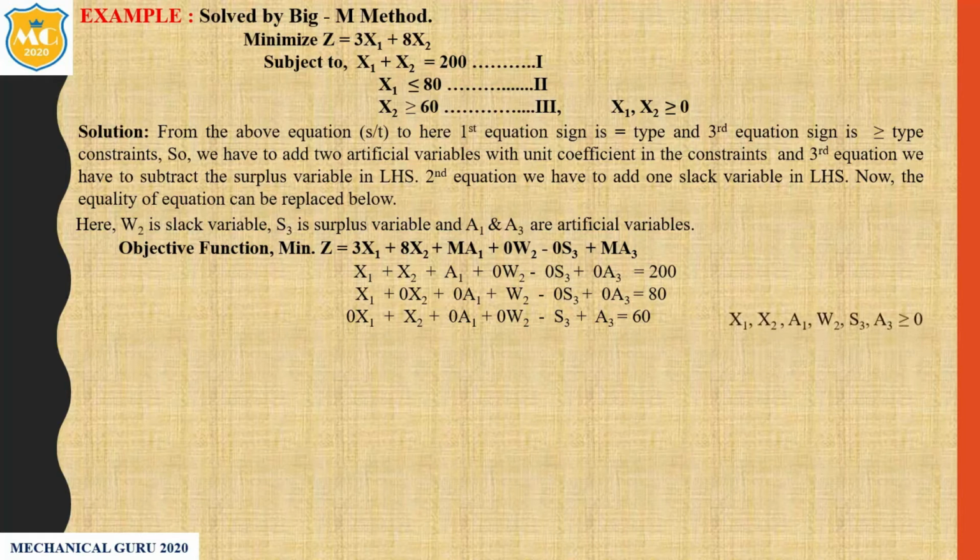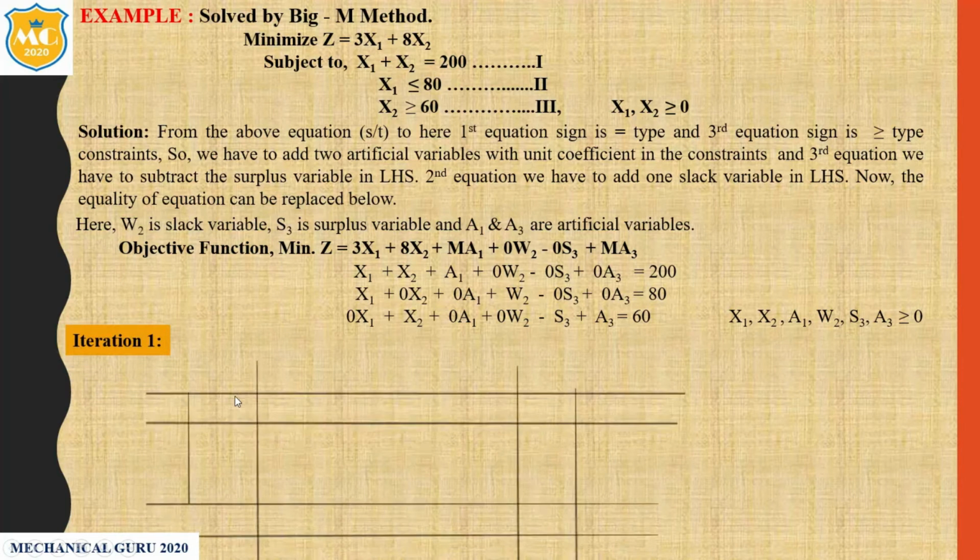And here all the variables, that is x1, x2, A1, W2, S3, A3, meaning decision variable, slack variable, surplus variable and artificial variable, are greater than equal to 0. Now this equation we have to convert it into the simplex tabular form. Now we solve the first equation.